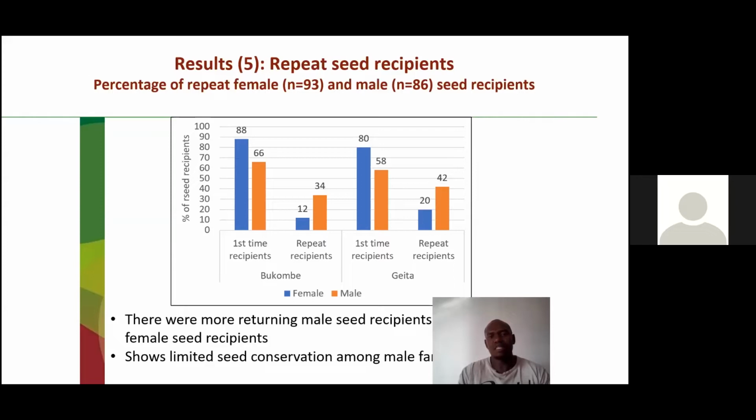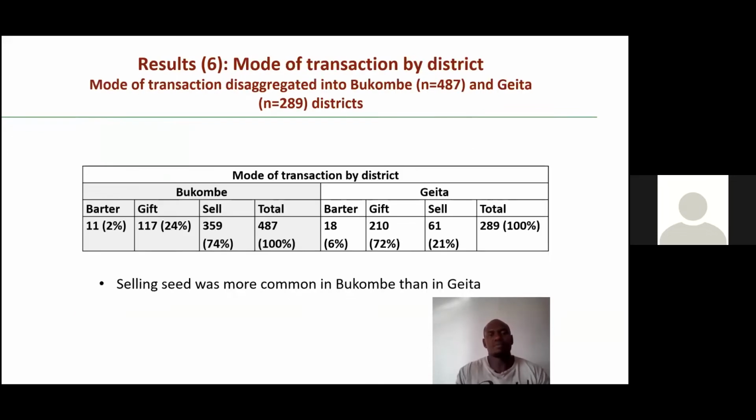You go to Geita again, you see that the percentage of repeat male recipients is higher compared to female. That is at 42% compared to 20% for female. Whereas first-time recipients for female, it was 80% compared to 58% of male, which actually shows that there's limited seed conservation among male farmers, because mostly those who repeat, who go back again to source seed from where they got it from last year, the previous year, are those who are not able to conserve.